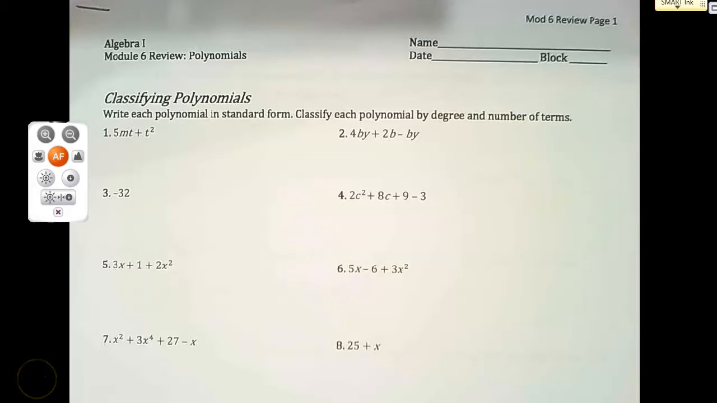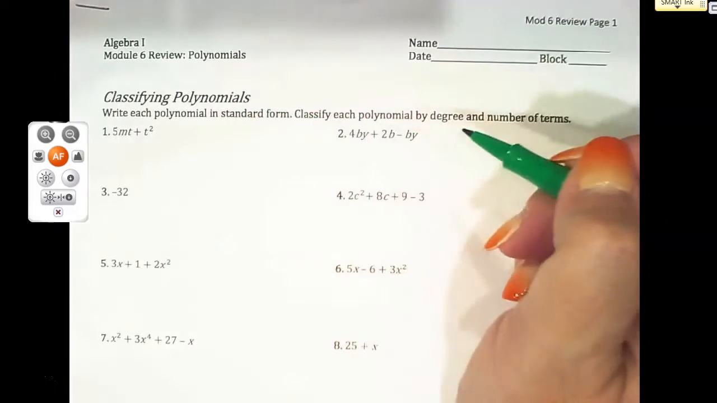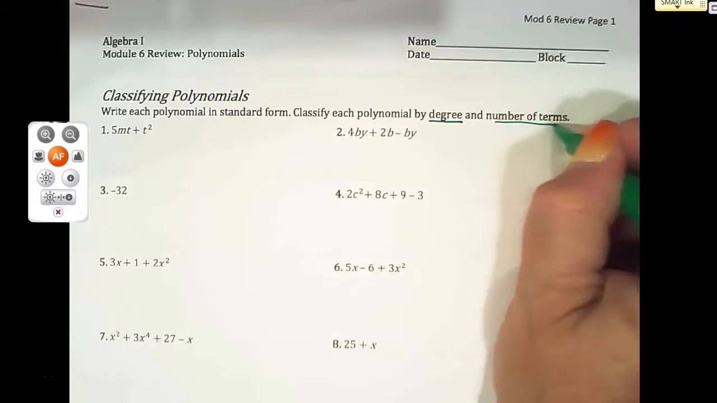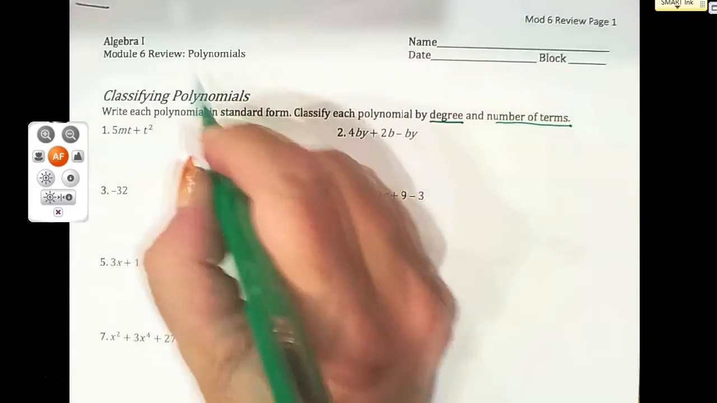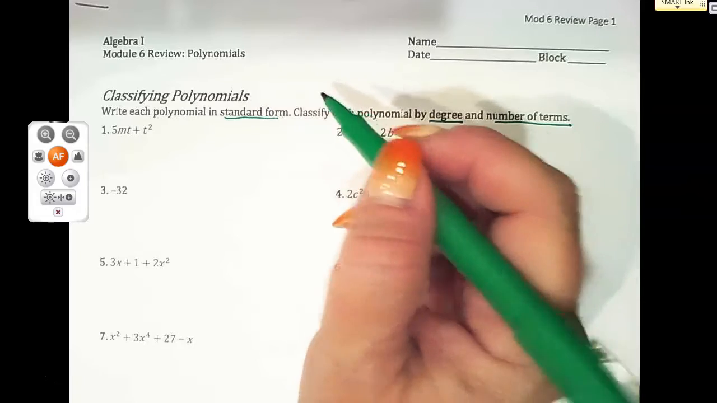Good morning, students. This is the Module 6 review in our chapter on polynomials. We're going to open with Section 1, classifying polynomials, and we're going to remember that to classify polynomials, we need to see what the highest power is and then how many terms it has. And we want to rewrite it in standard form as well, which remember is descending order of the variable.